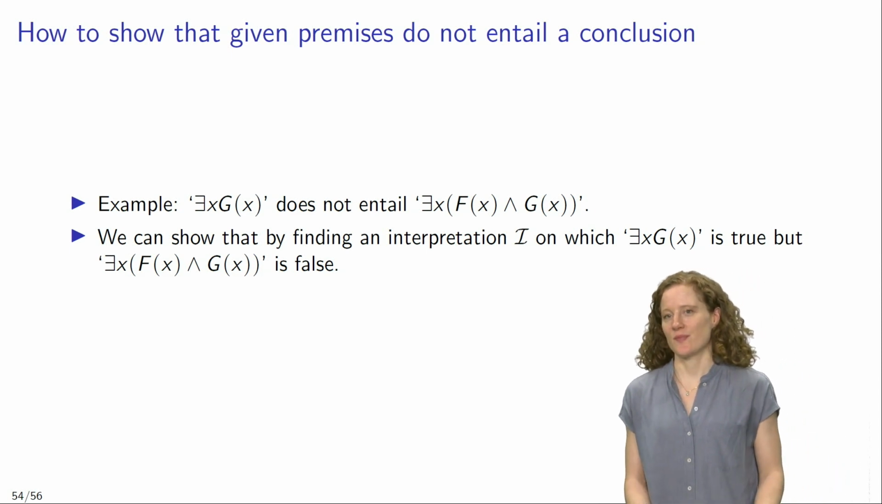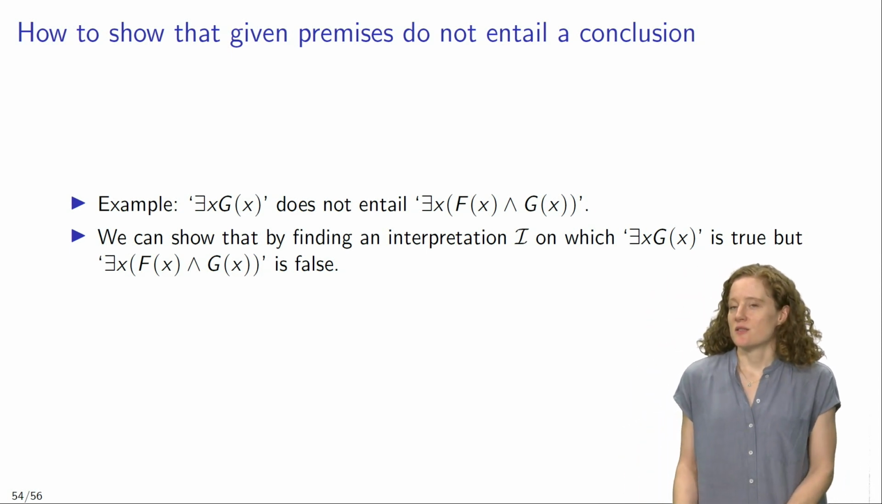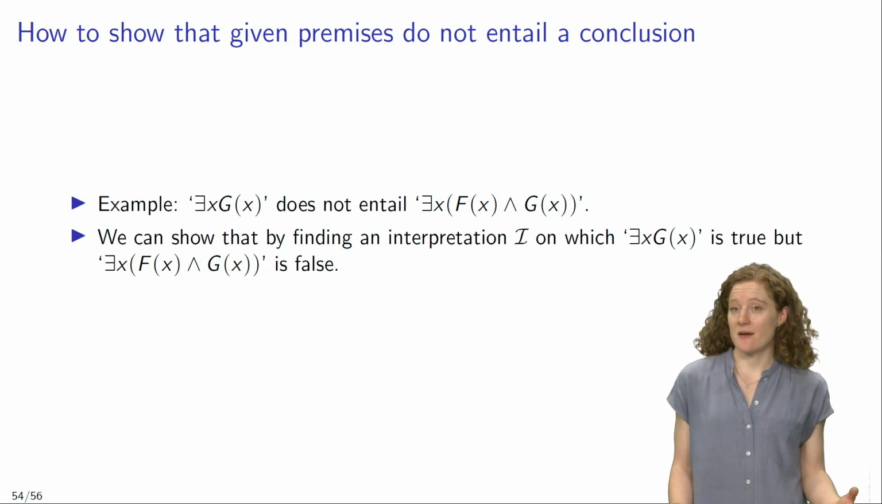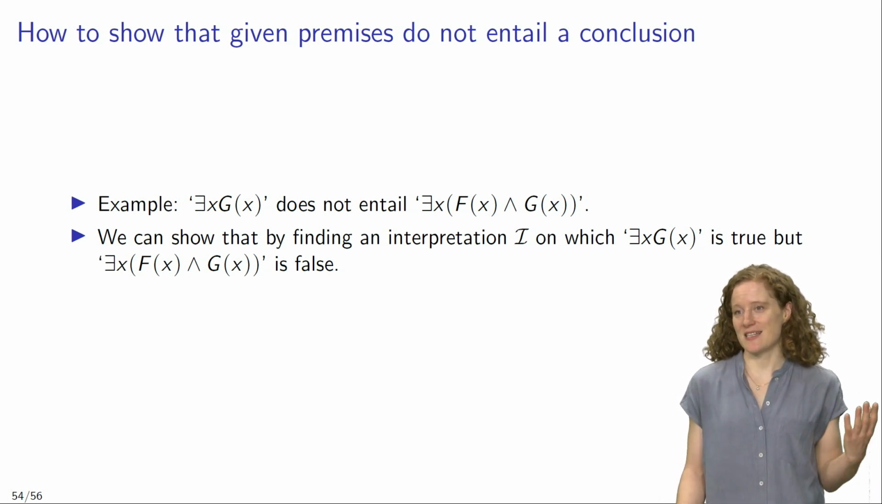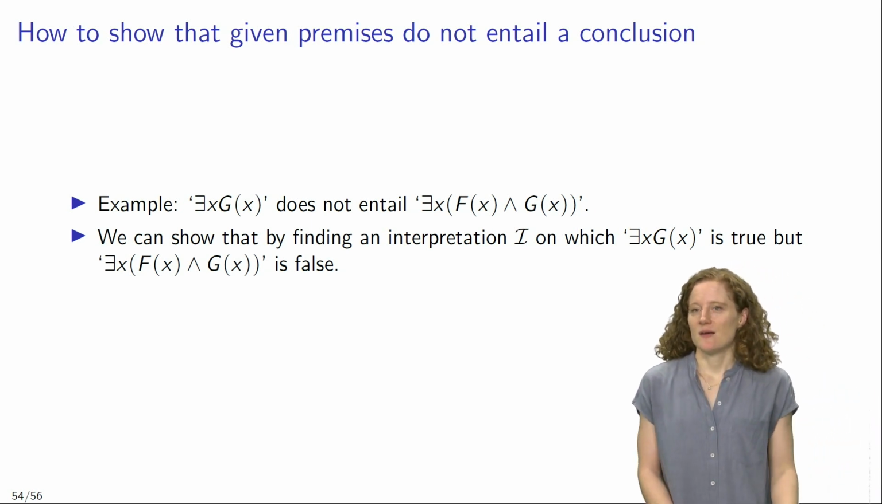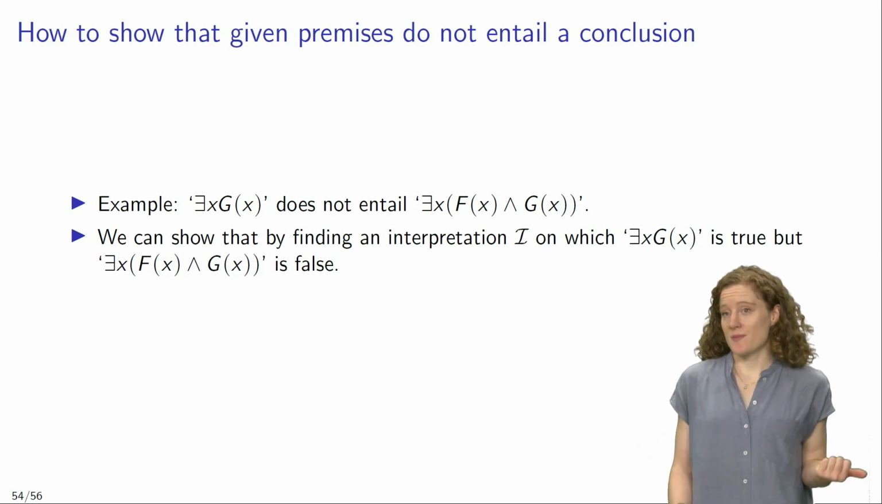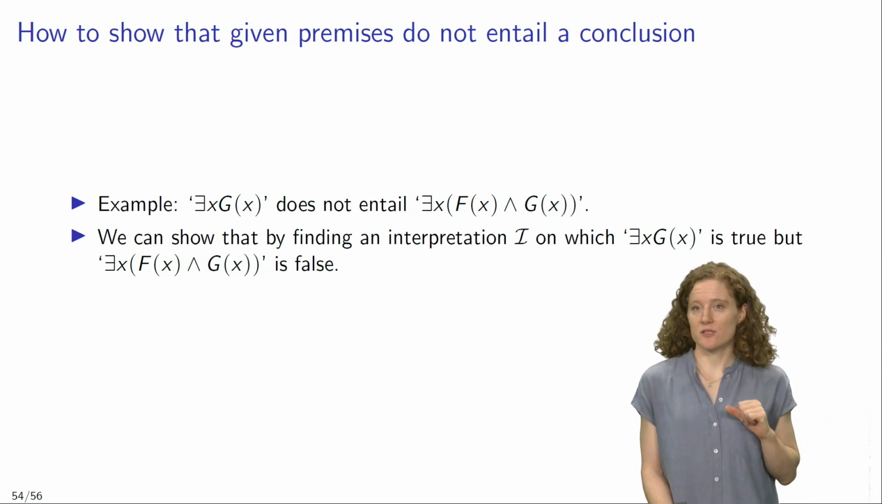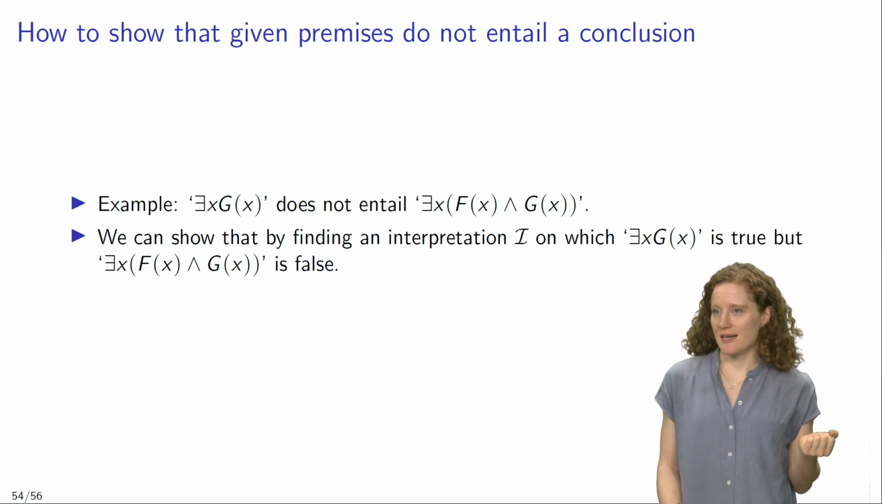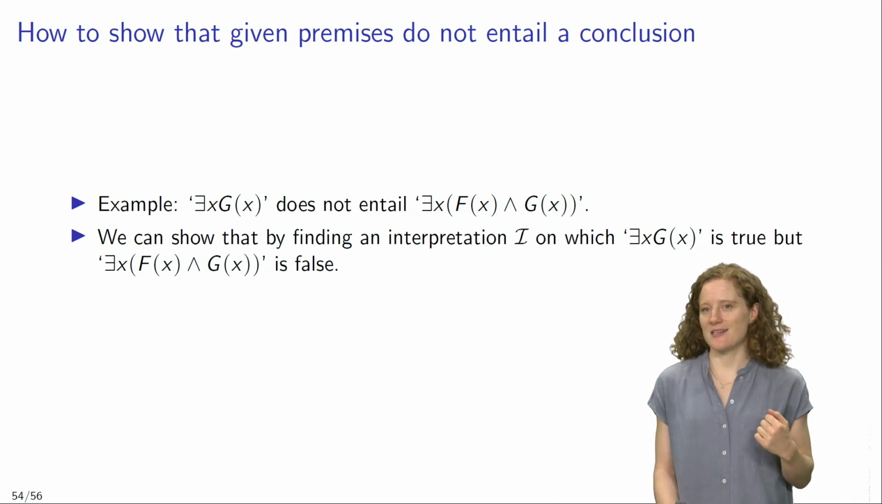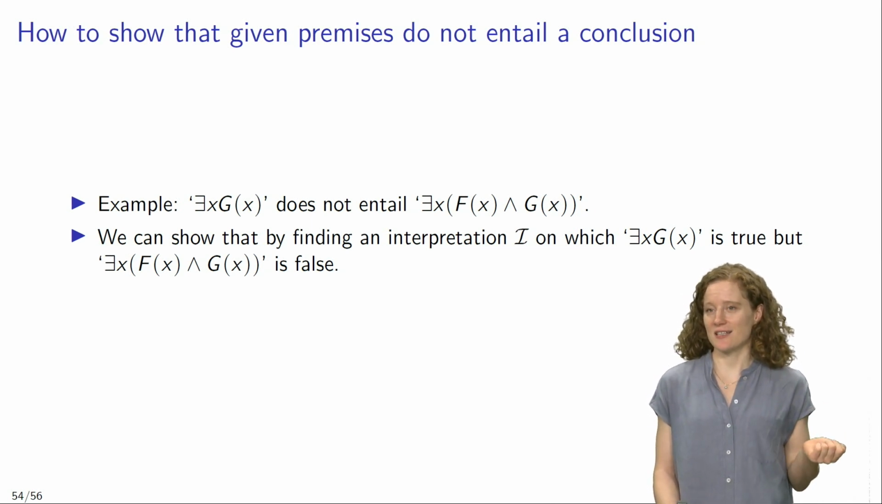So for example, suppose you want to show that the sentence "there is an x such that Gx" does not entail the sentence "there is an x such that Fx and Gx." We can show that this premise does not entail the given conclusion by finding an interpretation I on which the sentence "there is an x such that Gx" is true, but the second sentence, "there is an x such that Fx and Gx," is false.